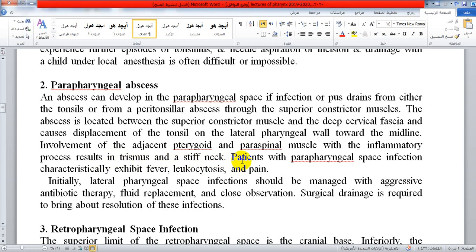Patients with parapharyngeal space infection characteristically exhibit fever, leukocytosis, and pain. Initially, lateral pharyngeal space infection should be managed with aggressive antibiotic therapy, fluid replacement, and close observation. Surgical drainage is required to bring about resolution of these infections.